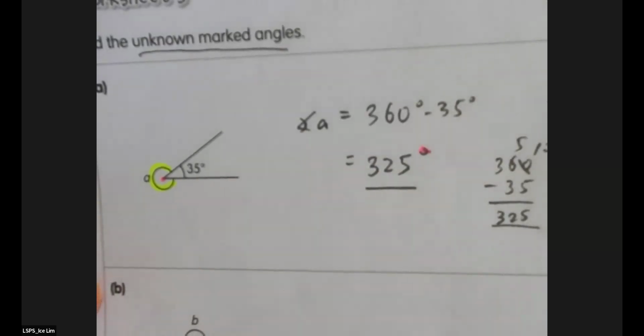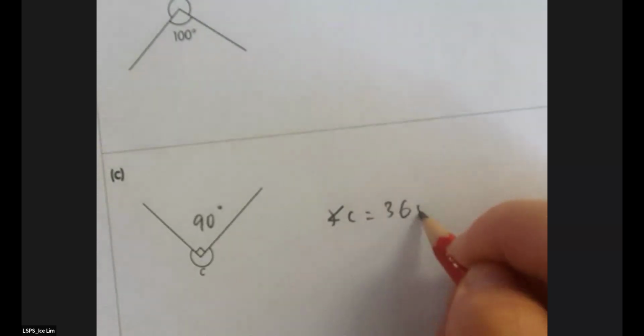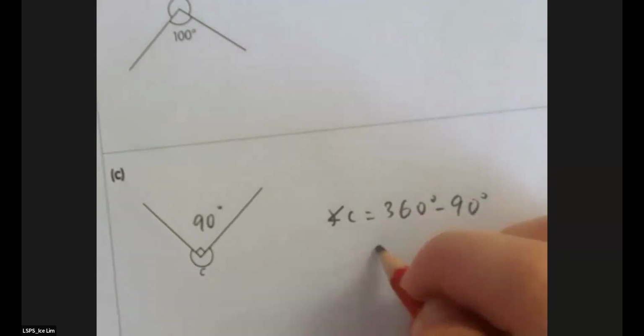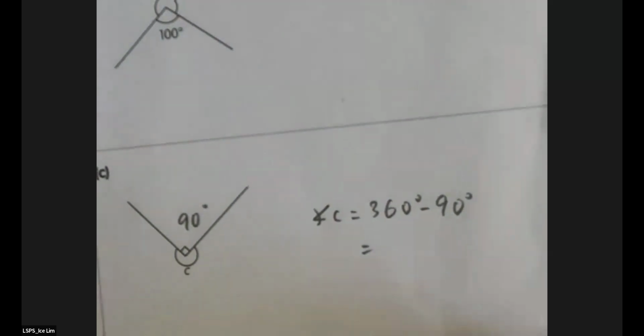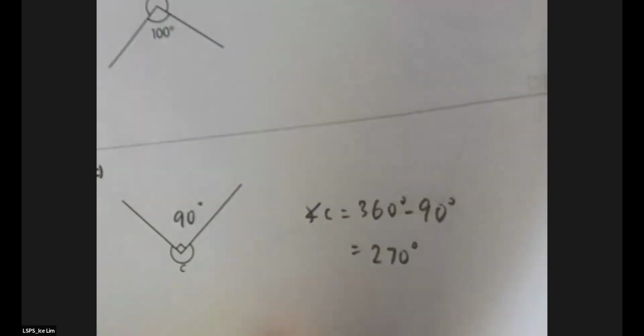Now, not every time is given. This question here, no measurements are given. But do you think you can find? Yes. Very good. Is this okay? Manageable? 360 degrees minus 90 degrees. What would that answer be? Fairly manageable, right? On the next page now.